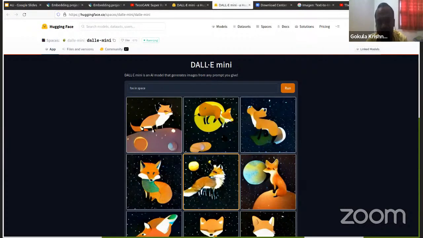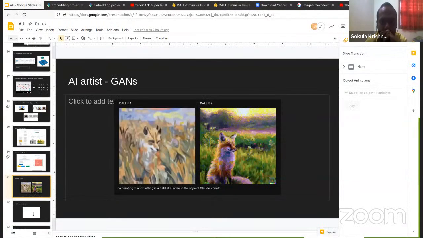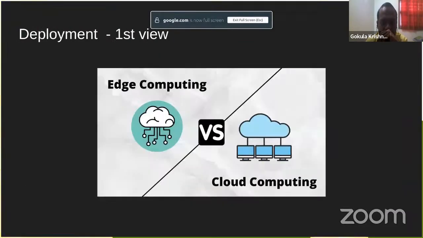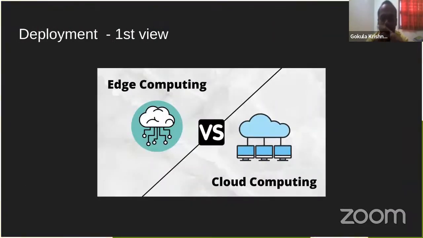Can you move to the slides? So that is one point of view. But the catch here is that many of the models you see here may be deployable in the cloud, but not many of them will you be able to deploy on the edge. Next slide.